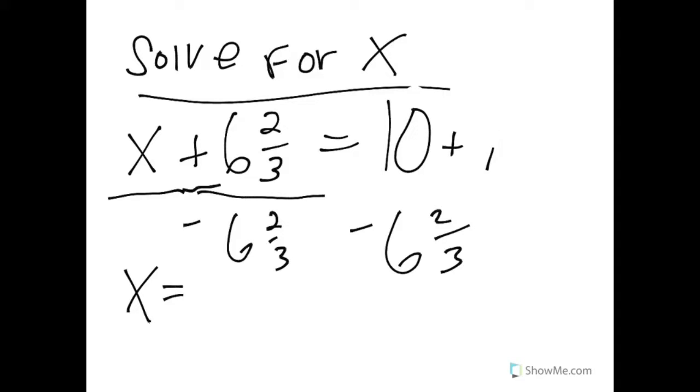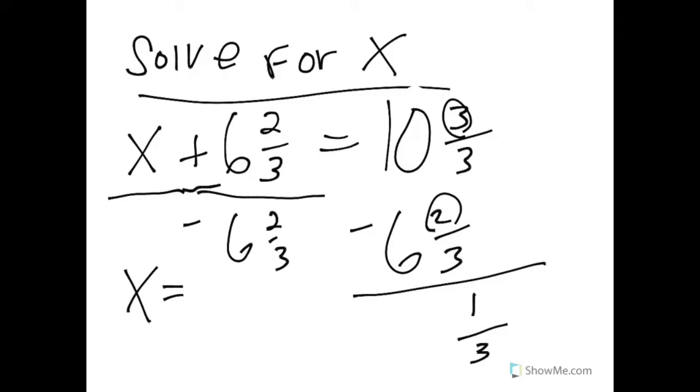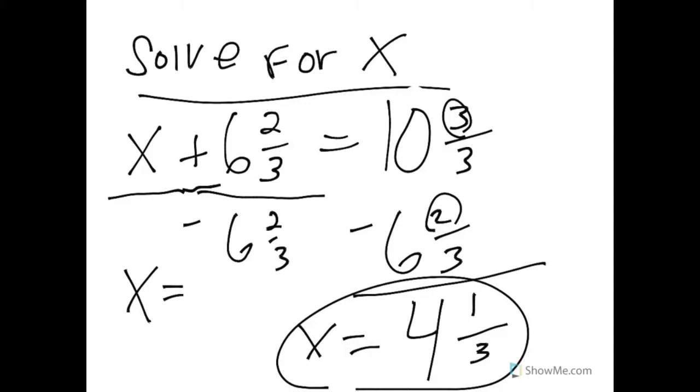And then, of course, I think you know where I'm going with this. 10 plus 3/3, which is the same as 1. But we have 10 3/3 minus 6 2/3. 3 minus 2 is 1. Denominator stays the same. 10 minus 6 is 4. We have x equals 4 1/3.